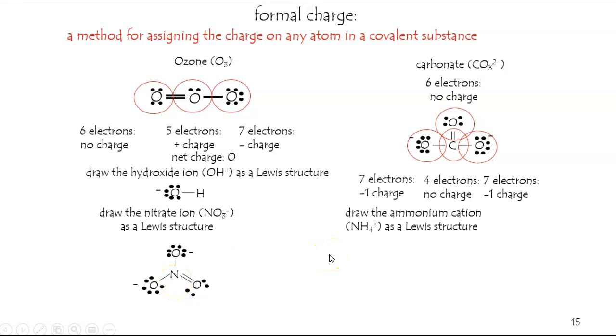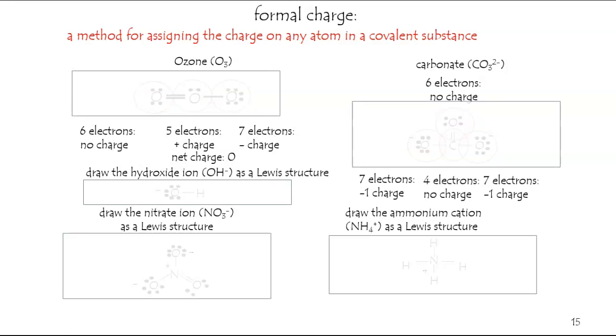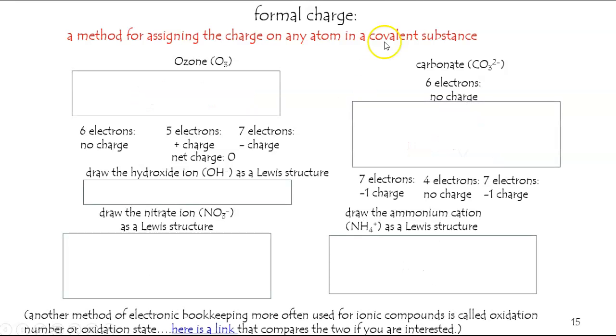Finally, we can do the same thing with the ammonium cation. We have to break the octet rule. We have to give it an extra bond, and you should notice that the positive charge is on the nitrogen. This is formal charge. As the year progresses, once we get into ionic substances, you're going to see that we'll use a different system of bookkeeping, and we call that oxidation number. It's not uncommon for students to get the two confused.